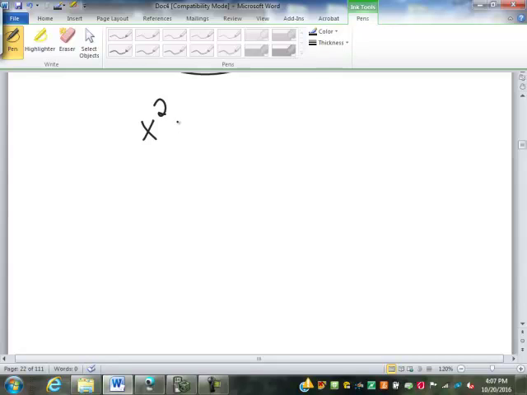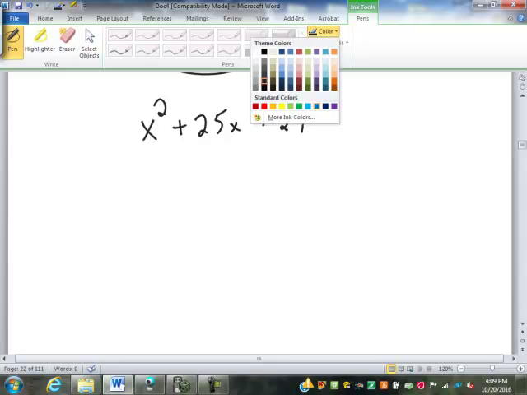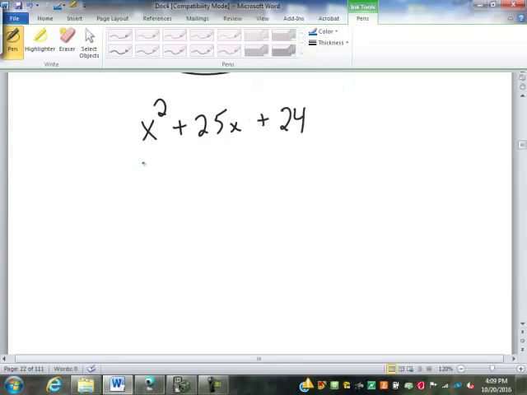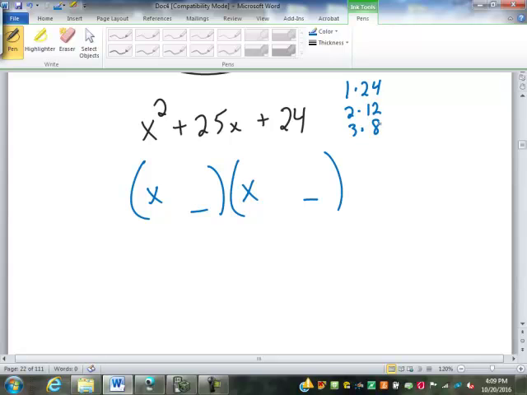Sure. Let's take a look at x squared plus 25x plus 24. That one might be a little more difficult. So here there's no common factors. So this is going to be x times x to make x squared. The other two numbers have to make 24. So we have 1 times 24, 2 times 12, 3 times 8, or 4 times 6. Those are our possibilities. Which one do you want to try?